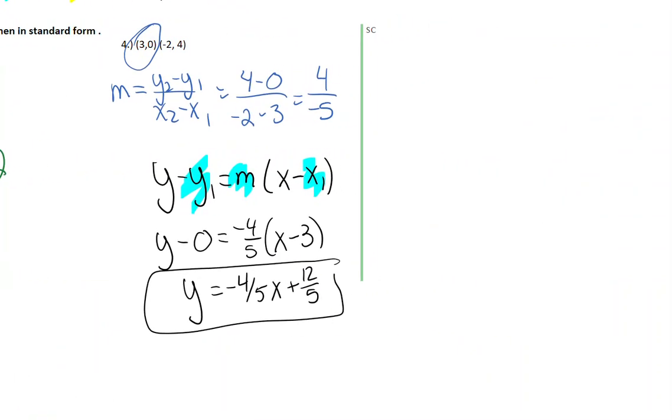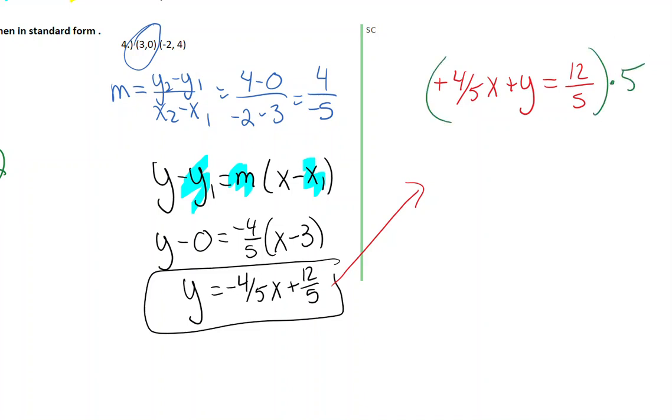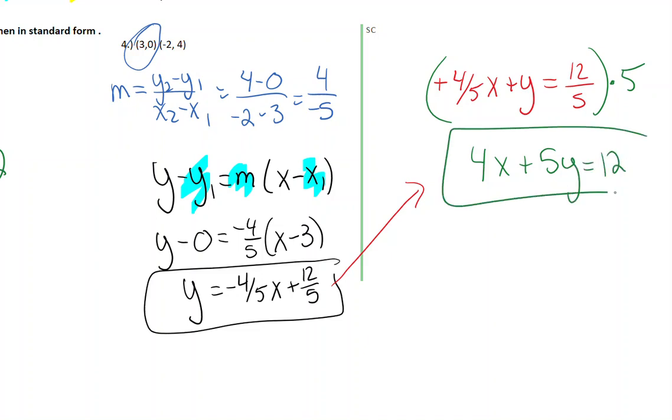Now we're tasked with trying to make it into standard form. So I'm going to bring the x over to the other side. So it's positive 4/5 x plus y equals 12/5. The last thing to do is get rid of any fractions or decimals. So we multiply by 5, and we're going to get 4x plus 5y equals 12. And then this will give us standard form.